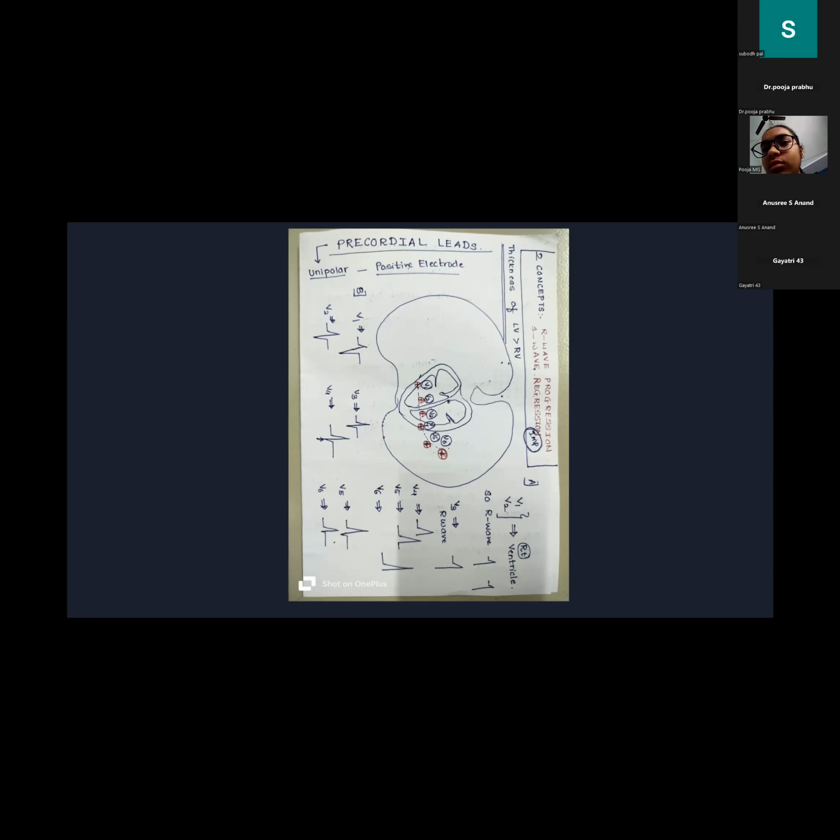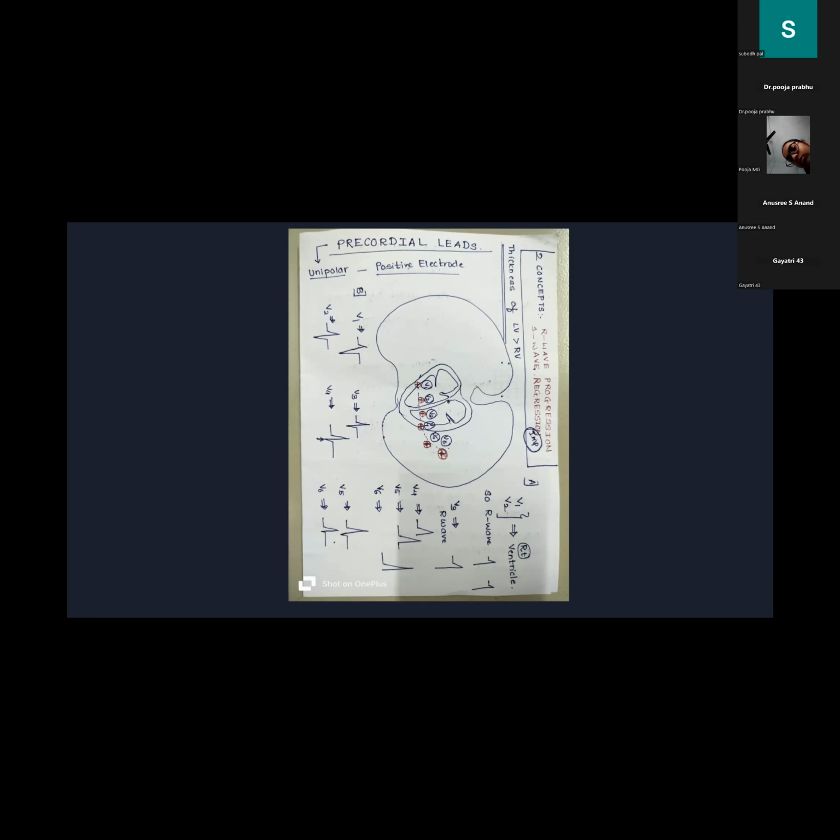Now, what we have to think here is there are two concepts. When we travel from V1 to V6, there is R wave progression, and there is S wave regression. That is, the height of the R wave will keep on increasing, and the height of the S wave will keep on decreasing. Why does this happen? Because the thickness of the left ventricle is greater than the right ventricle. So whenever the current is passing from the atrium to the ventricles, and whenever the ventricles are contracting, the left ventricle will contract more powerfully as compared to the right ventricle. So V1 and V2 represent the right ventricle, as in the maximum part of the right ventricle.